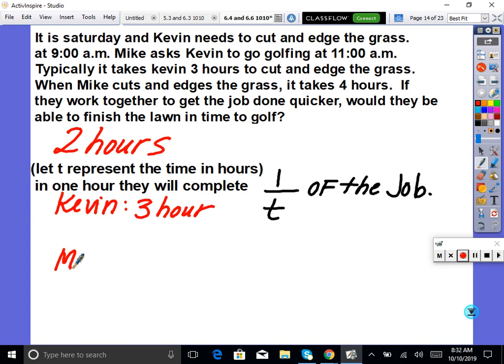4 hours. So Mike's even slower. So it takes Mike 4 hours. So they definitely by themselves could not make it to golfing. It says though, if they work together, could they get the job done in time?